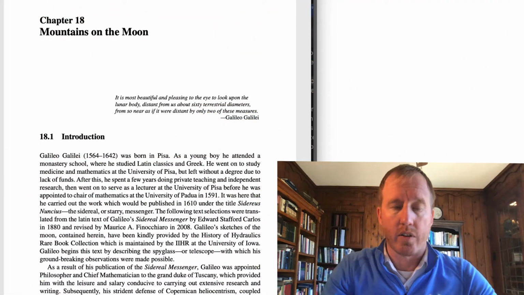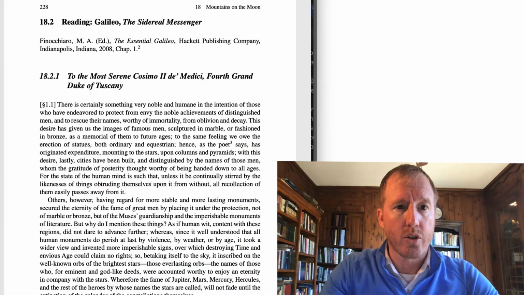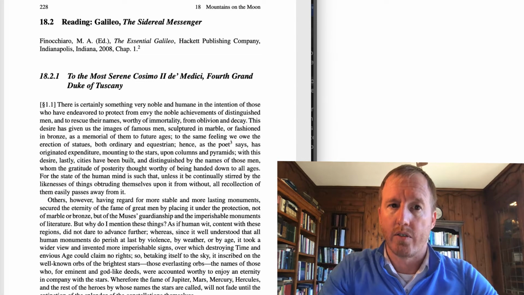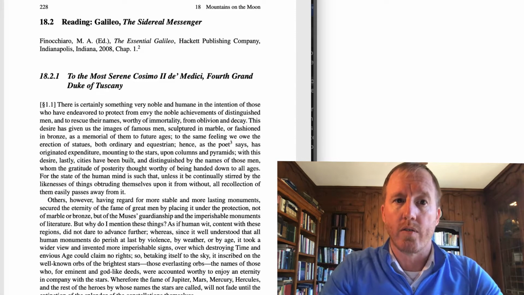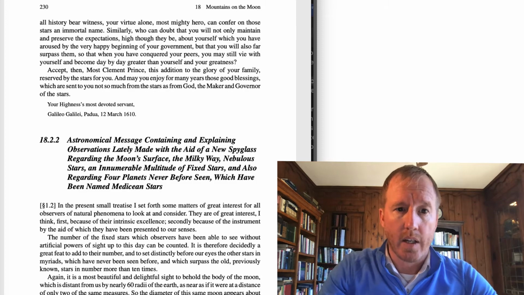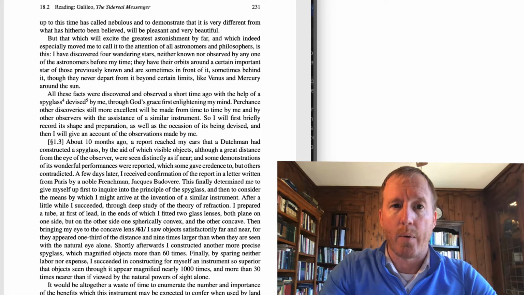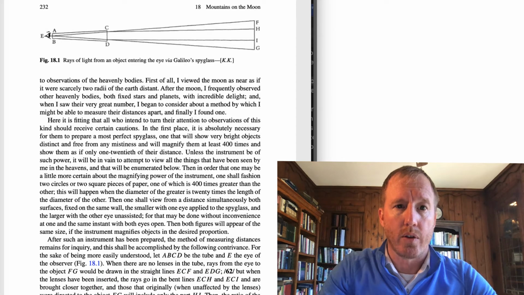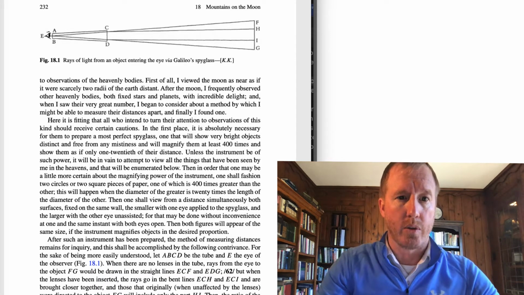In my last couple of lectures, we went through some of the biographical notes on Galileo, which are included in Chapter 18 in A Student's Guide to the Great Physics Texts, Volume 1. We also went through his introduction, his dedication to the Duke of Tuscany, Cosimo Medici, and then we talked about his introductory comments and how he built his telescope. That was on page 230, page 231, and page 232.